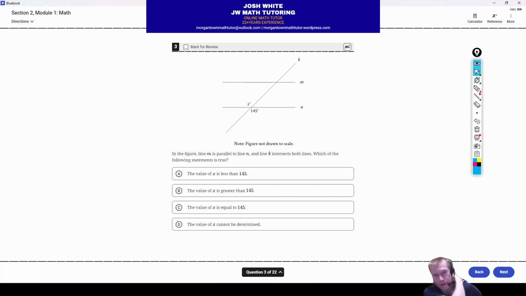Next, we have a set of parallel lines here. Although technically the fact that the lines are parallel doesn't really matter when it comes to these two, because these are just vertical angles. So this angle is also going to be 145 degrees. So the correct answer for this one is just letter C.